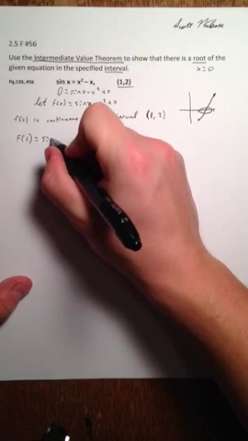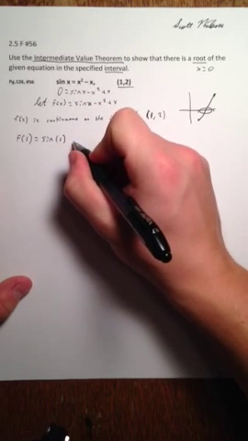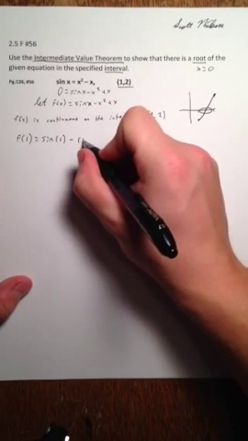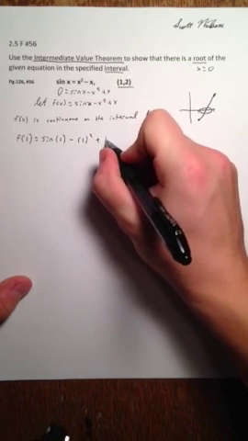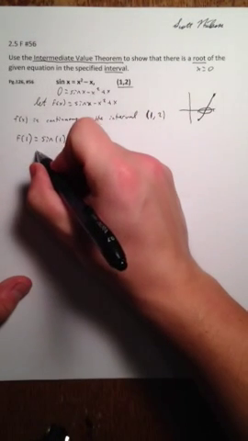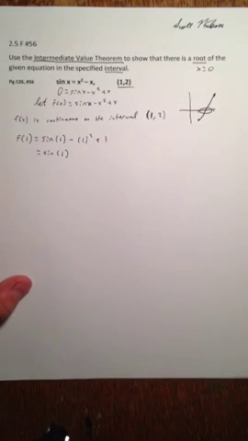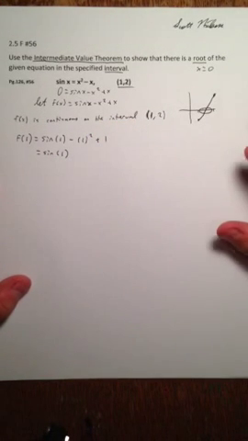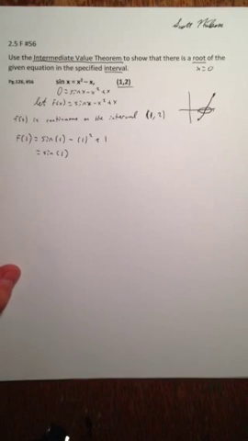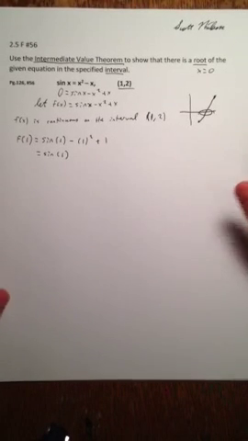So sine at 1 minus 1 squared plus 1. That'll just equal sine 1, because the rest cancel each other out. 1 squared with a negative to it is negative 1, plus 1 is 0. So we have sine of 1.